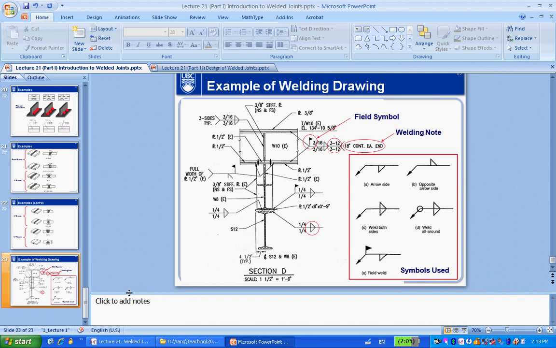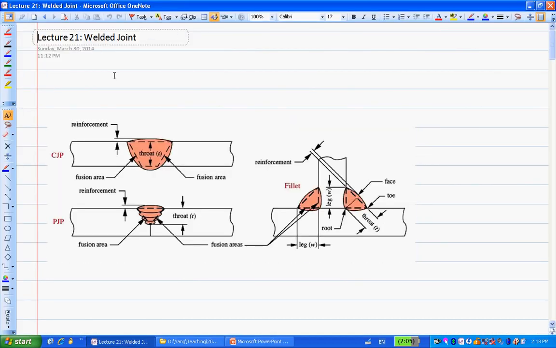So those are basically a very short introduction here. Okay, any questions? All good? Okay, so now let's look at the welded joints.